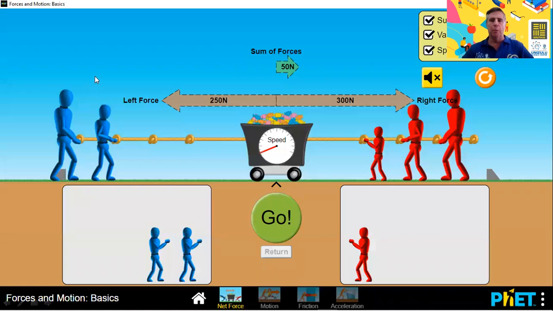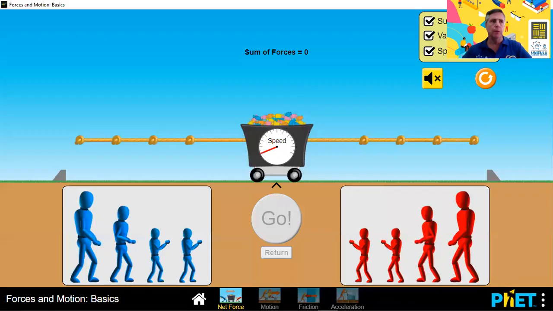So we're going to learn all about forces here. And a really good way to do that is with this wonderful simulation from PhET called Forces and Motion Basics. The first part of the simulation is a tug-of-war competition between the blue team and the red team. And it's a good way of learning, first of all, about Newton's first law of motion.